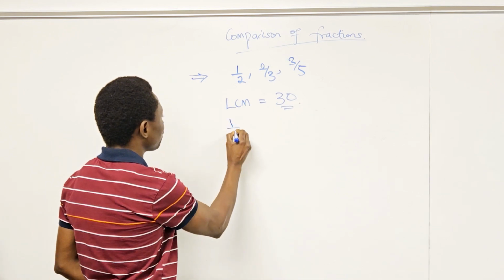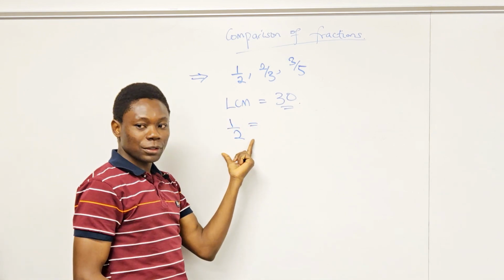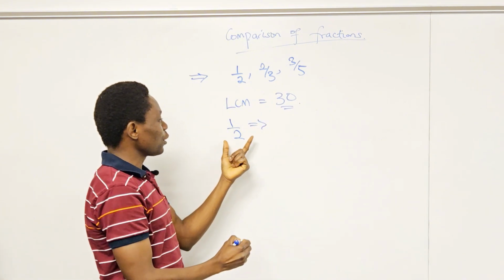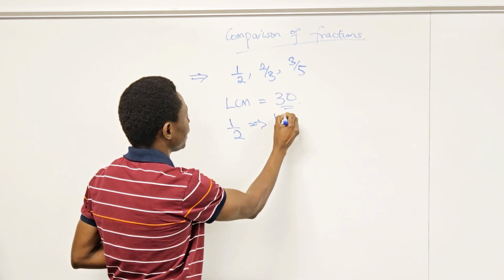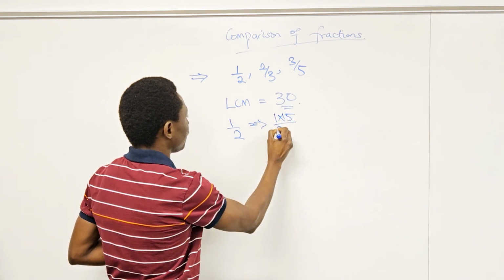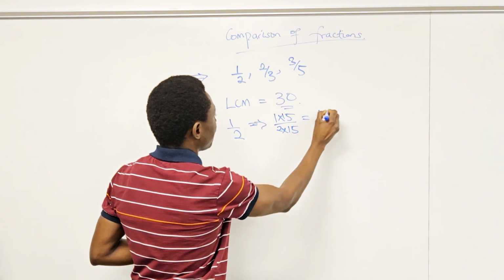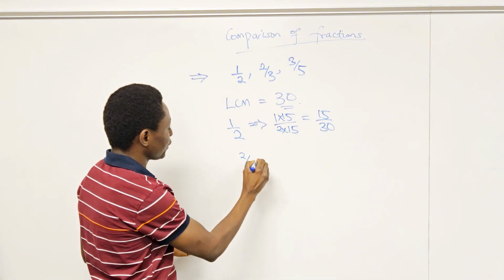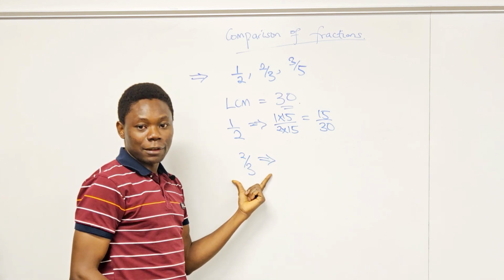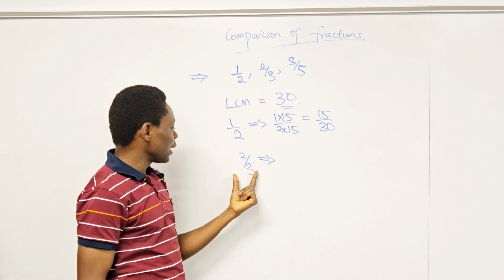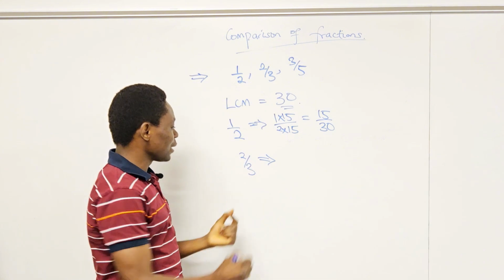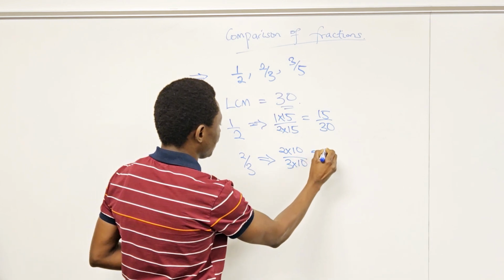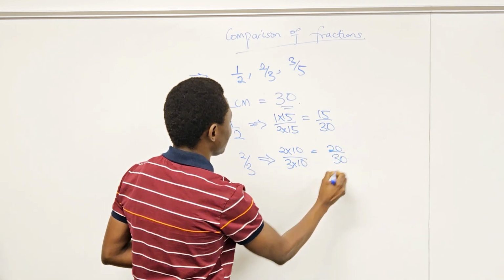So we pick 1 over 2. To make 1 over 2 have a denominator of 30, we multiply both the numerator and the denominator by 15. So this will be 1 times 15 over 2 times 15. This gives me 15 over 30. Now, let's pick out 2 over 3. We want to make it have a denominator of 30. So multiply the numerator and denominator by 10. So this is going to give us 2 times 10 over 3 times 10, which is 20 over 30, right?